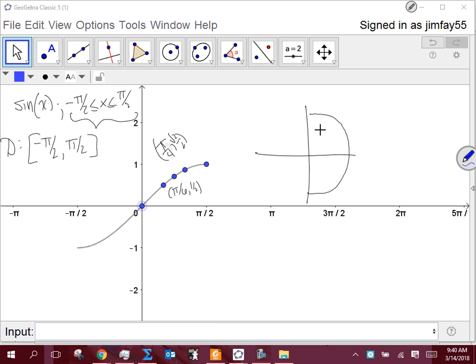Okay? What are the only y values that you would pass through here? Negative 1 to 1. So our range is negative 1 to positive 1. And you're seeing that right here.